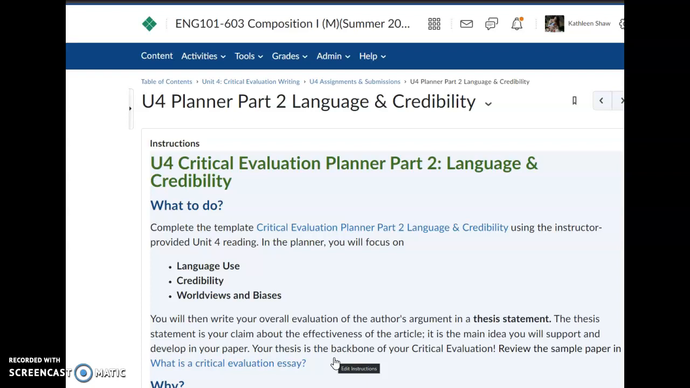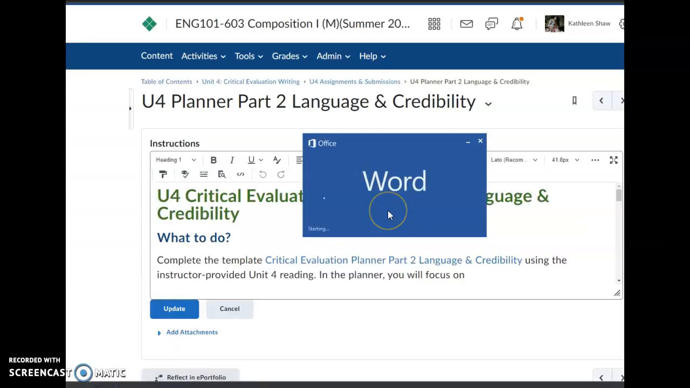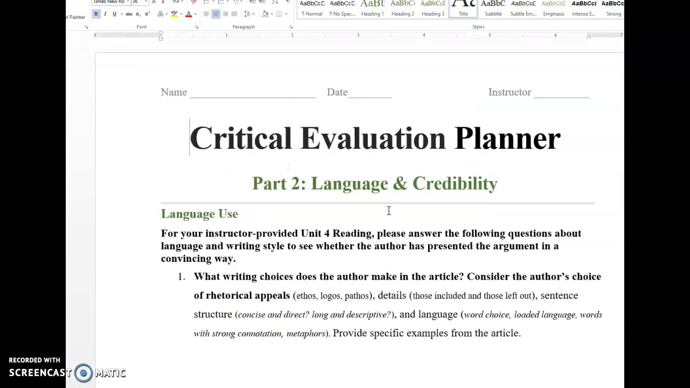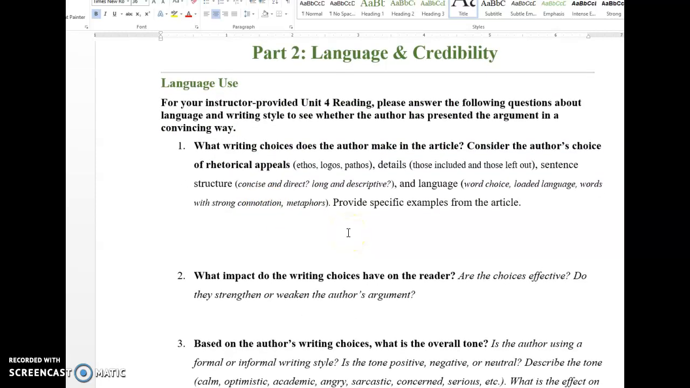Many colleges fail to teach critical thinking skills. So the planner itself, we'll just open up. This is what it looks like. All of these questions about language use and tone and worldview are going to be geared towards Larkin and his article, the instructor-provided Unit 4 reading. So there are going to be questions about what writing choices the author makes in the article.